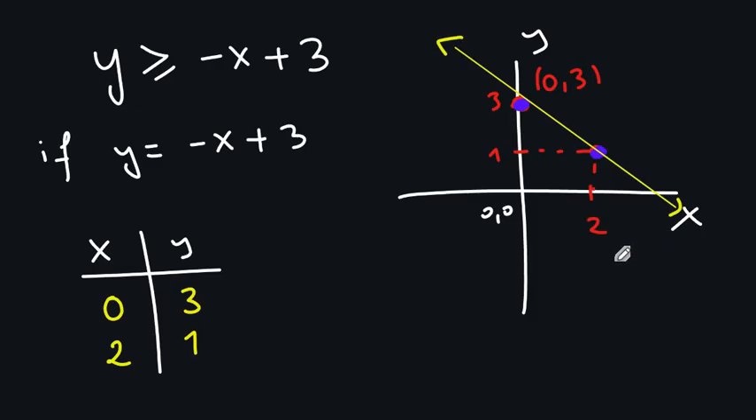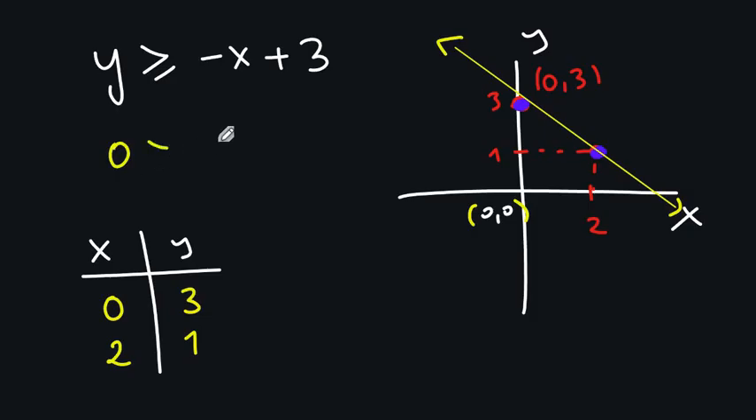So the question is, which area, which part should I shade? I will test. I usually use the 0, 0 point. So I will substitute zeros for x and y in the given inequality and check if that's correct. If that's correct, the area that the test point is located in will be shaded. If not, then the other part will be shaded.